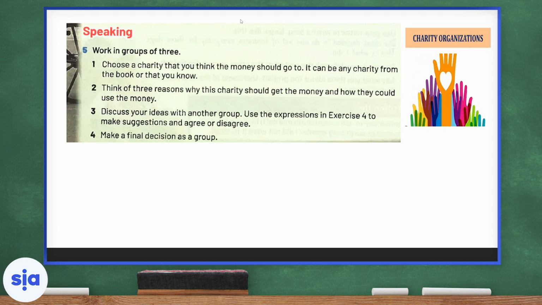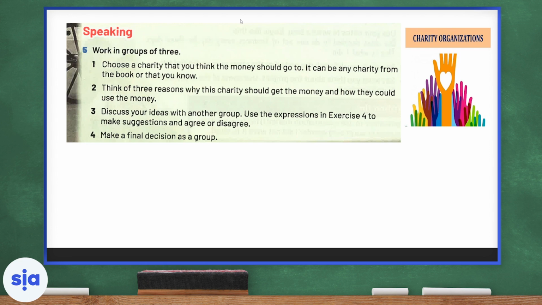Choose a charity that you think the money should go to. It can be any charity from the book or that you know. Think of 3 reasons why this charity should get the money and how they could use the money. After you're done with this, you will discuss your ideas with another group.